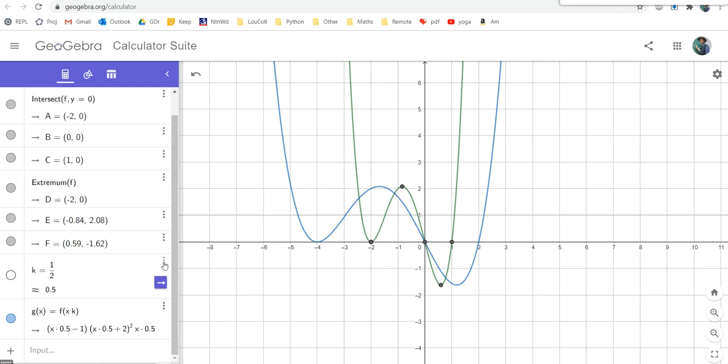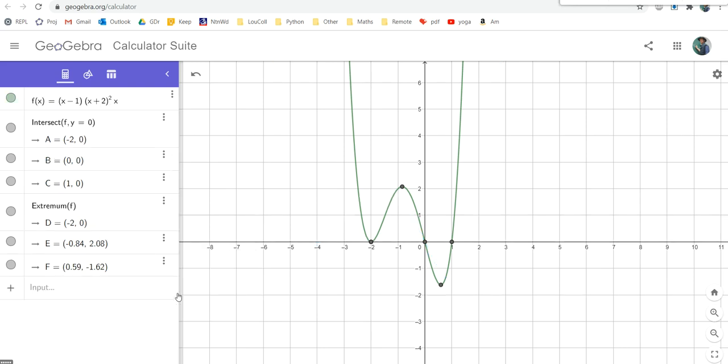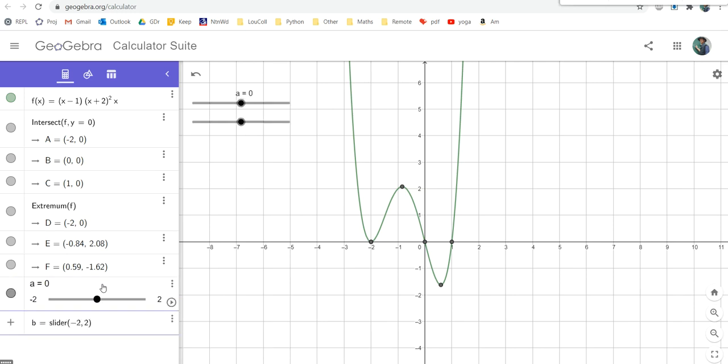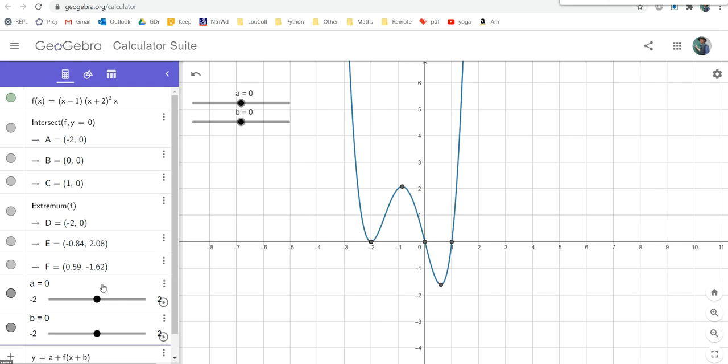If you want to combine these so that you can see more of what's going on, I'd recommend you make a few sliders. So you might start with A equals slider and you want to go from minus 2 to 2, let's say. B is also a slider and that'll go from minus 2 to 2. And once you've got an A and a B, you can start creating combinations of transformations. For instance, maybe we have A plus f of x plus B.